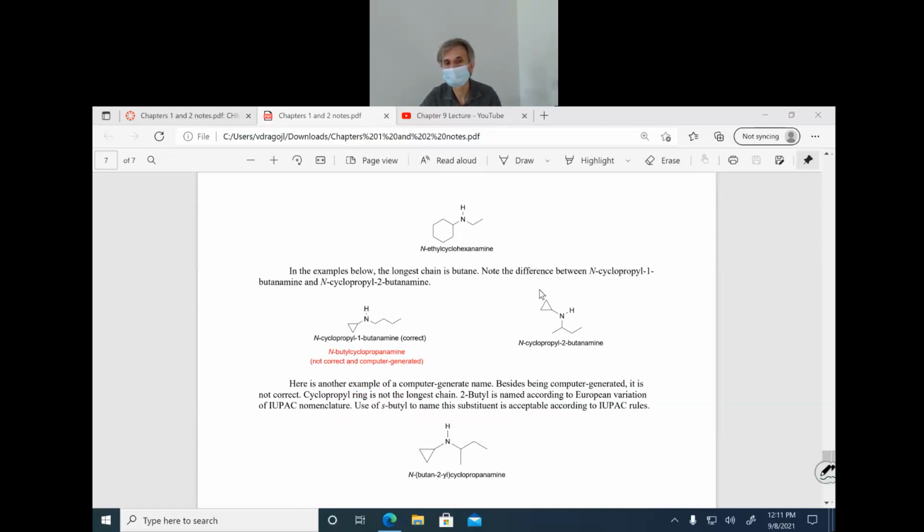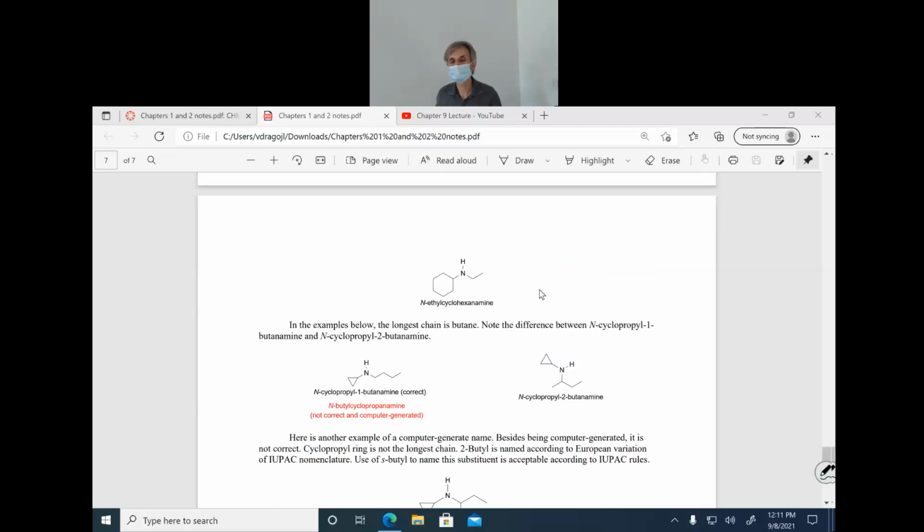Please explain the difference between trivial and systematic. Trivial is descriptive. So you name each of the substituents, 1, 2, or 3, however many substituents you have. You list them alphabetically, and then amine. So substituent, substituent, substituent, amine. If there are three, that will be tertiary. If there are two, then you list two substituents. If it's one, just one. And you list them as substituents: methyl, ethyl, propyl, isobutyl, tertiary butyl, neopentyl, cyclohexyl, whatever the substituent is, and then the word amine. That's descriptive.